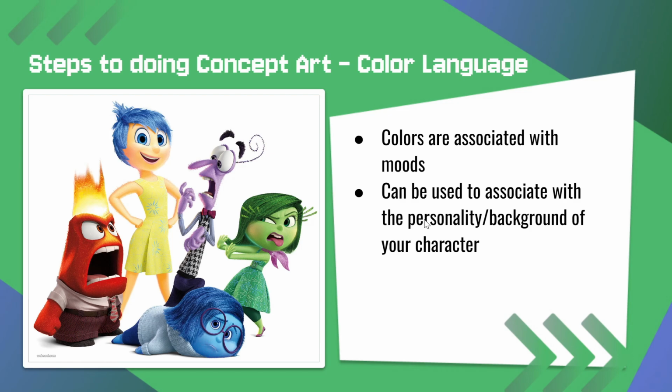Moreover, color language. A great example of this is Inside Out. Like when I see the color yellow on Joy, the character in the middle, I think of playfulness, joy. When I see the red character here, I think of angry. Also, it's funny how he's also expressing that on his face. When I see the color blue, especially on Sadness, I think of rain and gloomy. So be sure to also incorporate that.